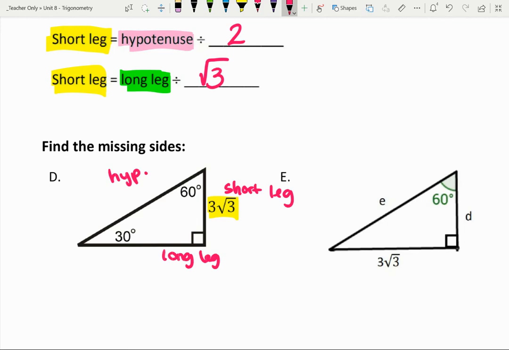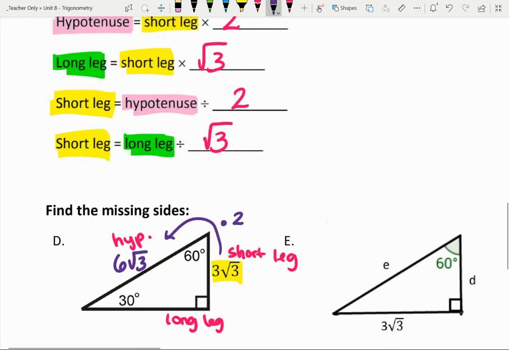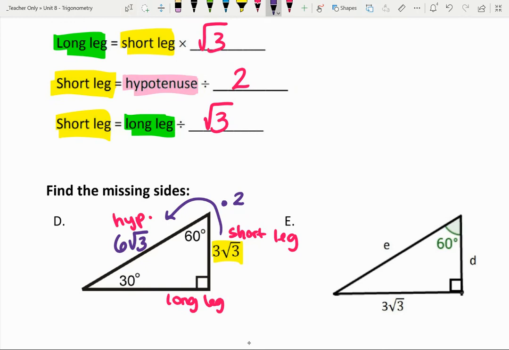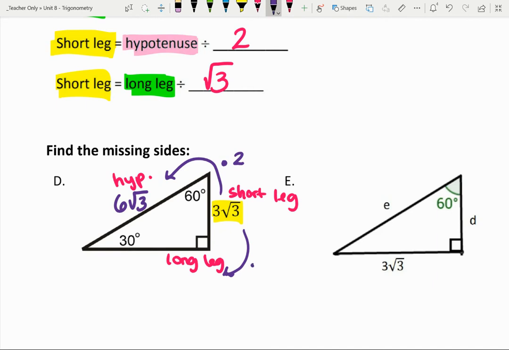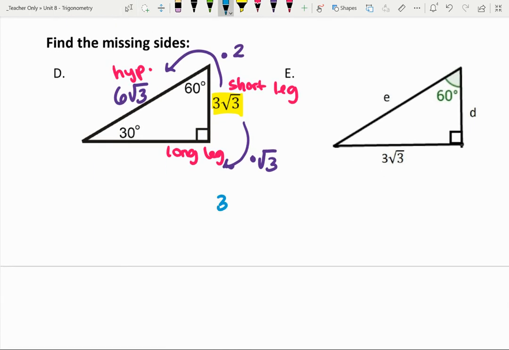So what did we say up above? To find the length of the hypotenuse from the short leg, we're going to take this and multiply by 2. So 2 times 3 root 3, 2 times 3 gives us 6 root 3 as the length of the hypotenuse. And then if I want to go from the short leg to the long leg, I need to multiply by the square root of 3. And this one just takes a little bit of extra consideration here.